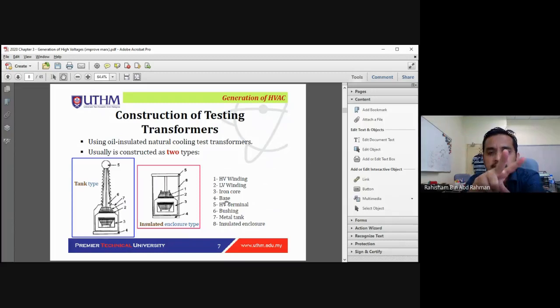For the testing transformers, we have two types, two categories. One is the tank type, and the other one is the insulated enclosure type. We have two types of transformer that are used in practice in the laboratory. But for the power transformer, we don't use it in the laboratory, we just use it in practice. So we need to deal with the tank or insulated enclosure type of transformer.